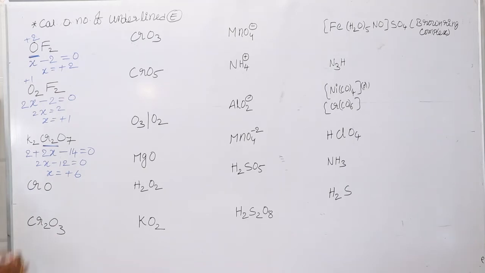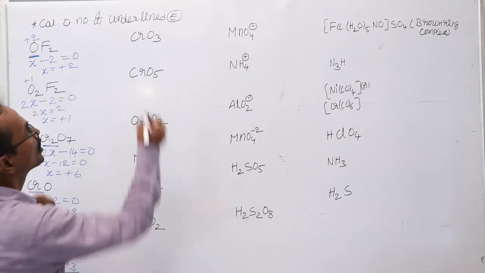Right? So here chromium I have to calculate in Cr. X minus 2 is equal to 0. X is equal to +2. Next, here 2 chromiums are there. 2X minus 6 is equal to 0. 2X is equal to 6. X is equal to +3. Here chromium is having +3 oxidation state.